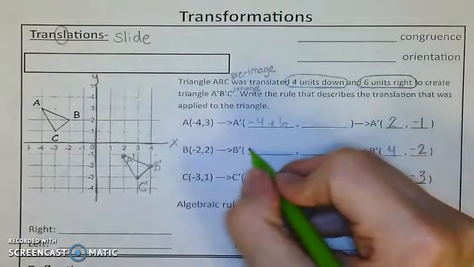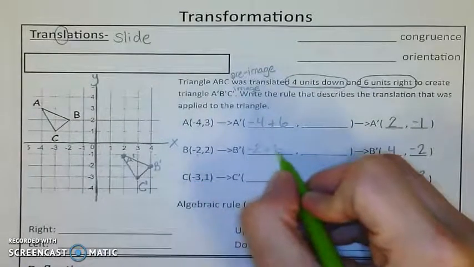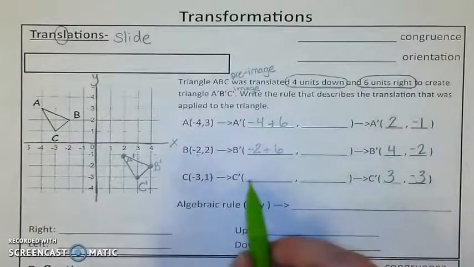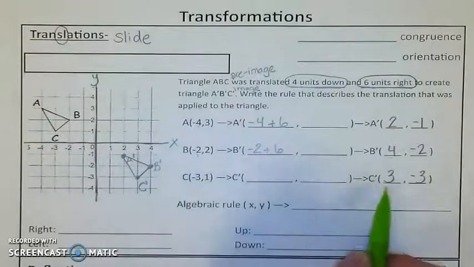Again, if you said that we're going to add 6, if we're going to take this -2 and add 6 to it, and that gives us +4, you'd be correct. Go ahead and try this final point right here, C prime. See if you can figure out how we got from -3 to +3.